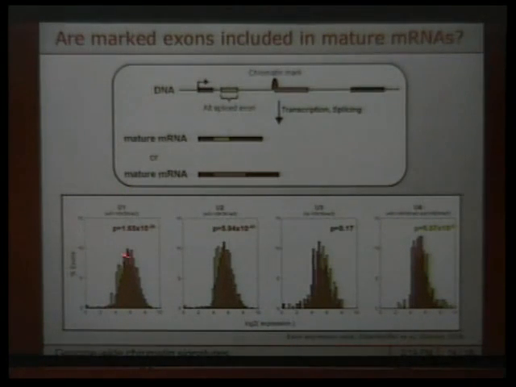And we see that for U1 and U2, these marked exons are much more likely to be included in a mature mRNA than the unmarked exons. And this observation is significant. U3 is the negative control that shows no preference, which gives you a low p-value. But when you look at U4, you see something interesting too. You see that these marked exons are actually preferentially excluded from mature mRNAs.